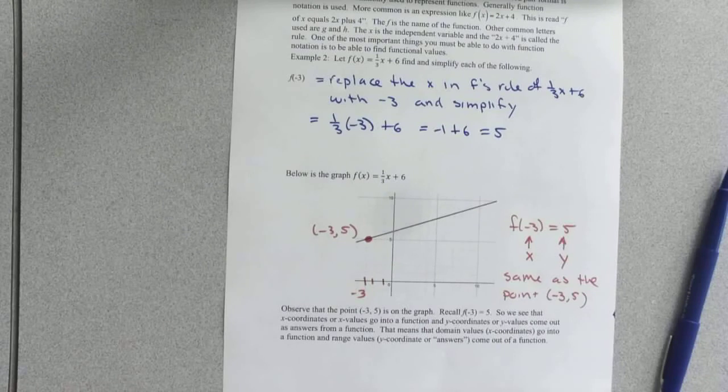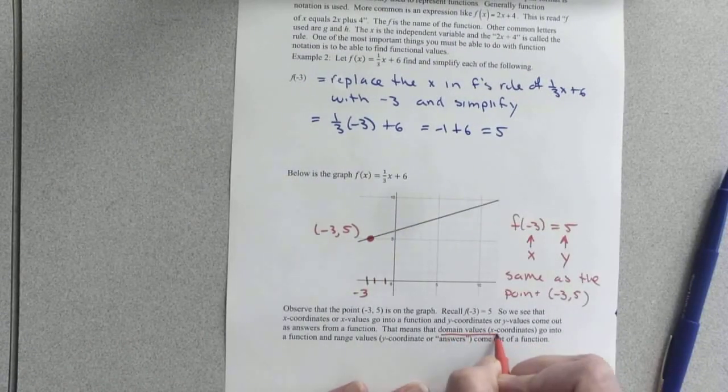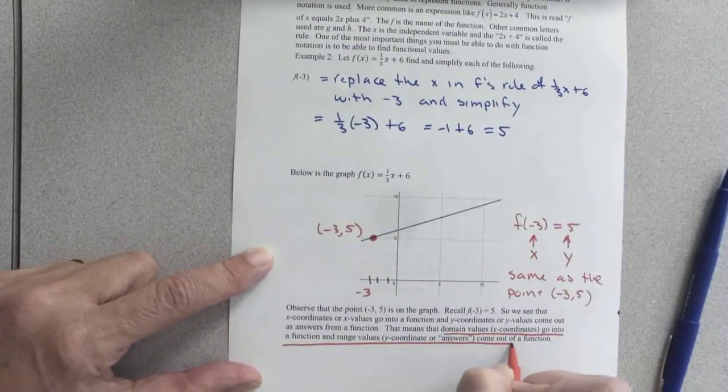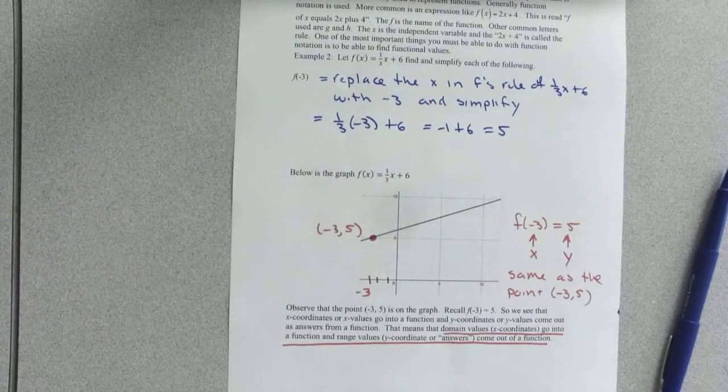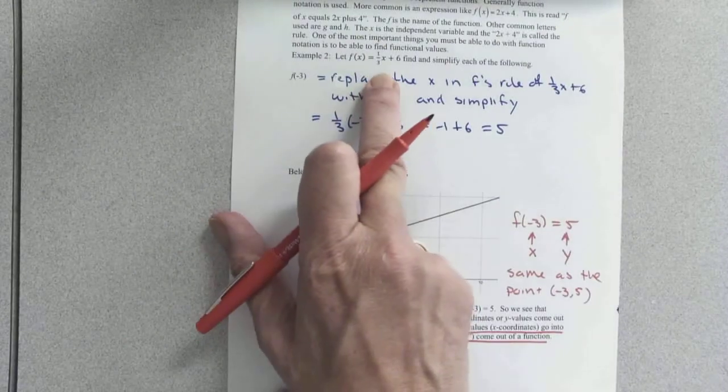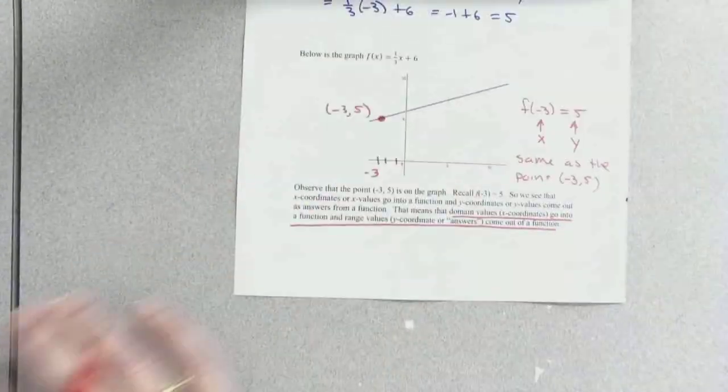So we see the x coordinates or x values go into a function and y coordinates or y values come out. That means that domain values, x's, go into a function and range values, y values, come out of a function. Domain go in, x coordinates go in, y coordinates come out. Domain values go in, range values come out. We're going to keep working with this one on to the next page.